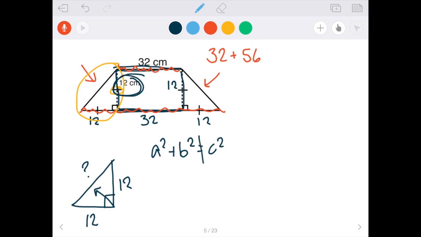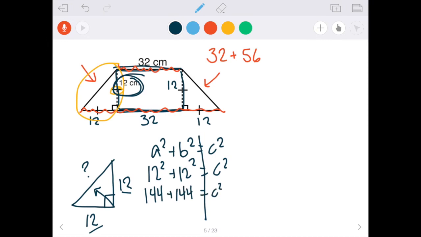A squared plus b squared equals c squared. The hypotenuse is c, so 12 and 12 are my a and b. That's 144 plus 144. That's 288. Now, remember, at the end of the problem, that's not all, because 288 would be way too long for this. Remember, the hypotenuse is the longest side, but it's not long by too much. It's only long by a little bit. 288 is way longer than 12. So remember, at the end of the problem, you must square root both sides.